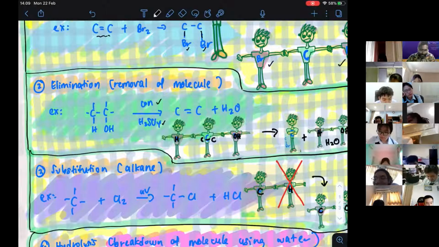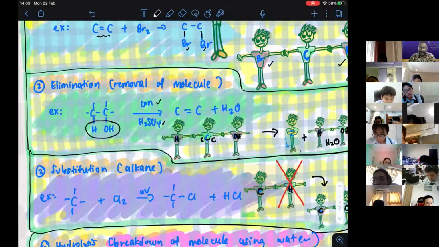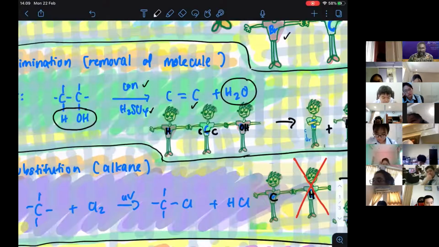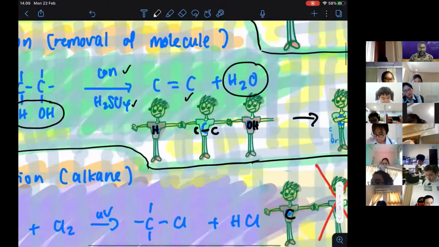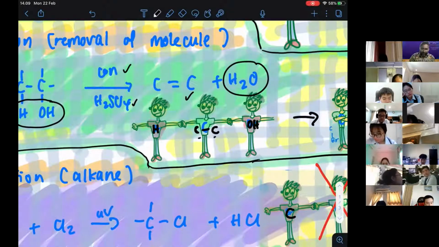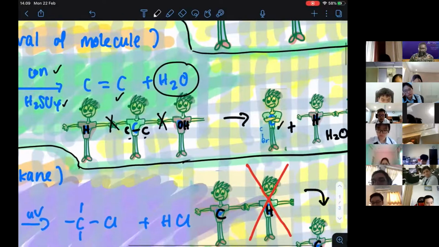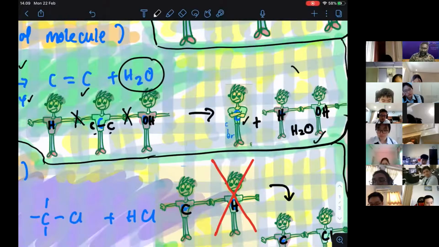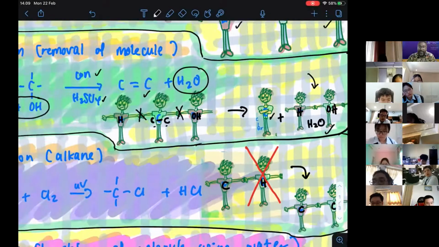What is happening is the H and OH are going to be removed. When they are removed, the double bond is going to be formed, and a molecule will be given away. It's similar to addition, but now it's the other way around. Imagine this is a carbon-carbon single bond, and then they are bonded with H and OH. What happens? This bond and this bond are going to be broken. So they will come back to this, and then this H and OH will join together. This is the molecule that is going to be eliminated. So this is elimination reaction.